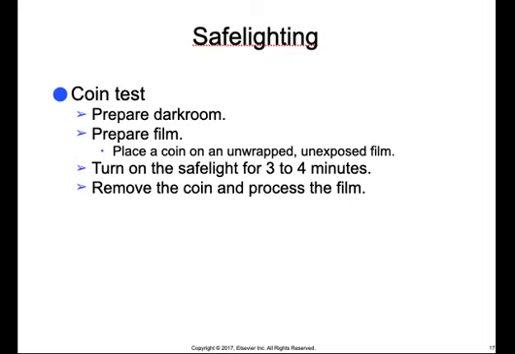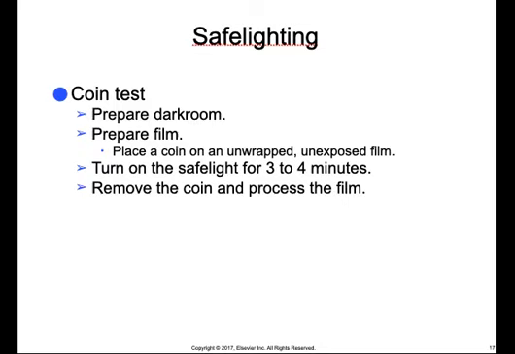Safe lighting is something that we use in the darkroom to give us enough light to work, but it should be dim enough so that it doesn't expose or ruin the film. To check for this, we'll do something called a coin test. So we'll first prepare the darkroom. We'll turn off all the lights of the darkroom, including the safe light.